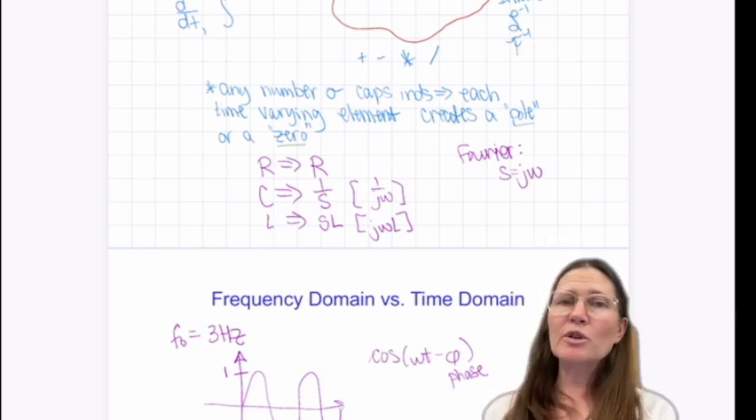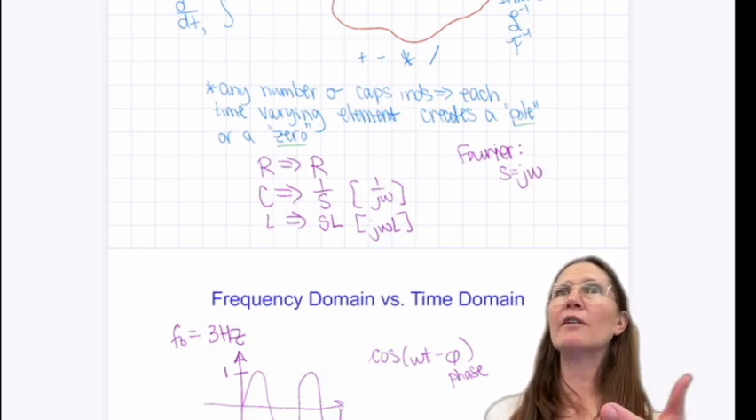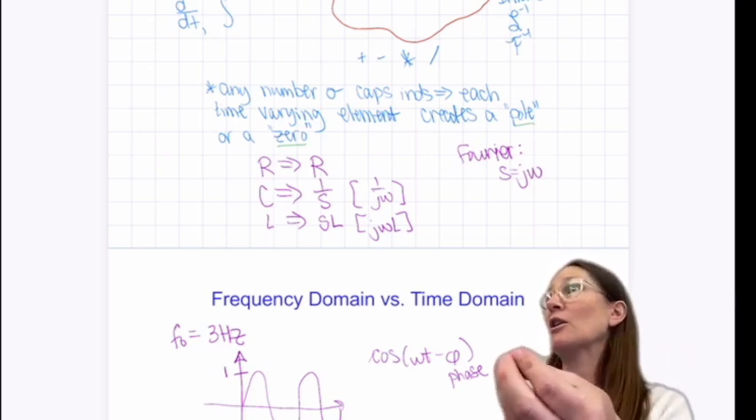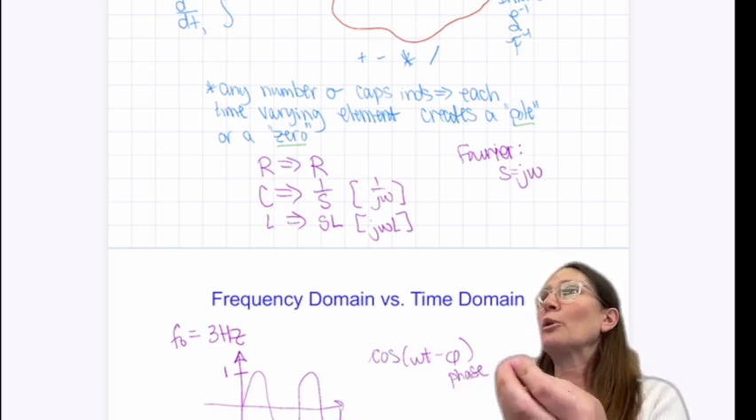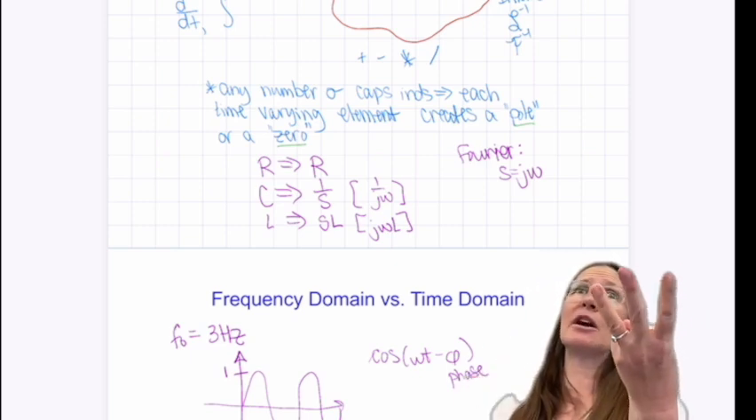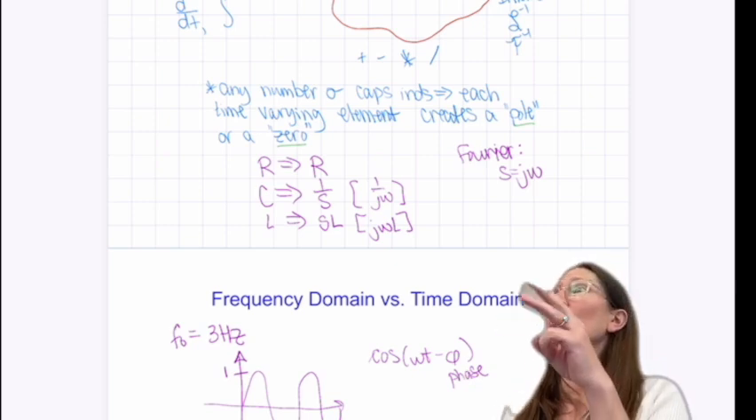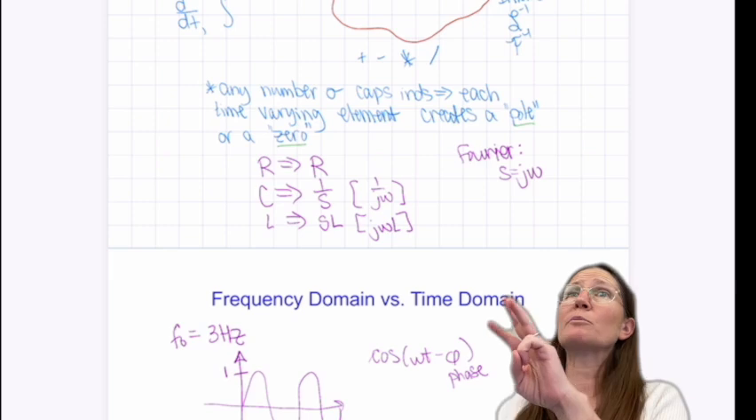A pole or zero means that I have that many time-dependent elements in my circuit. So if I have 3 time-dependent elements, that means that I'm going to have 3 either poles or zeros in my circuit.